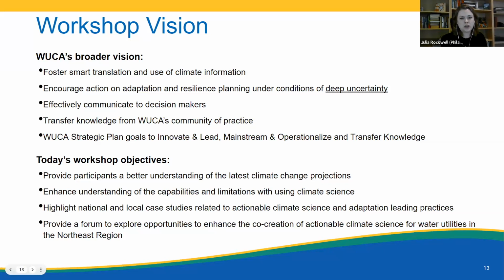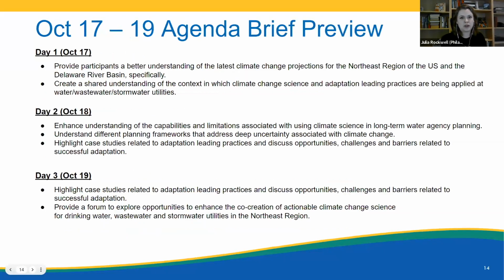And Alyssa, you can actually go to the next slide because these objectives are reiterated in our agenda. So to give you guys a brief overview of our planned agenda for the next 3 days, today is obviously day 1, and we're really going to focus on climate change projections for the Northeast region and the Delaware River Basin specifically, and also create a shared understanding of the context in which climate change science and adaptation leading practices are being applied at water utilities.